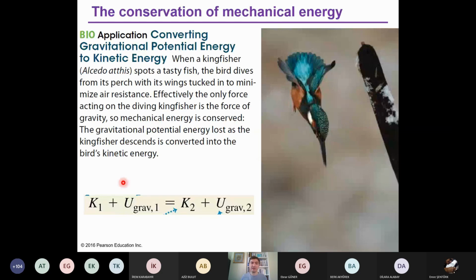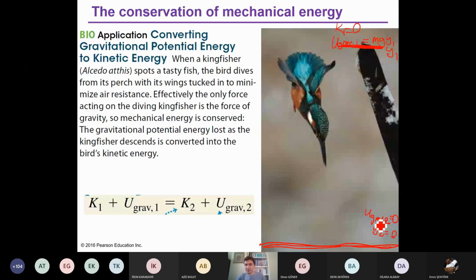What was the mechanical energy? Mechanical energy is kinetic energy plus gravitational potential energy. The gravitational potential energy lost as the kingfisher descends is converted into the bird's kinetic energy. So let's consider that at the beginning, this bird is staying here. Let me draw. Let's consider this is the initial position of the bird, let's say y1, and kinetic energy here is 0 because it is at rest. And what about the gravitational potential energy? Gravitational potential energy here is maximum. And here there is a fish, okay? And let's consider that this is the surface of the water. And here y2 is 0, you can take. And then the gravitational potential energy U2 is 0.